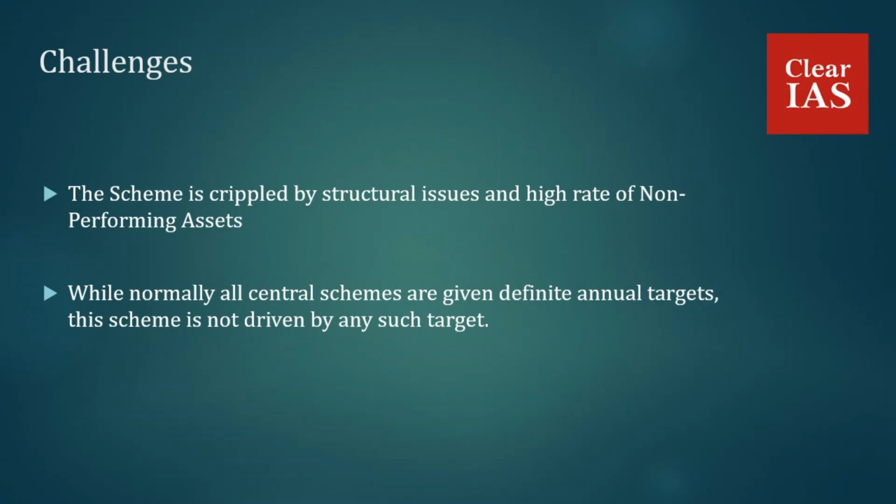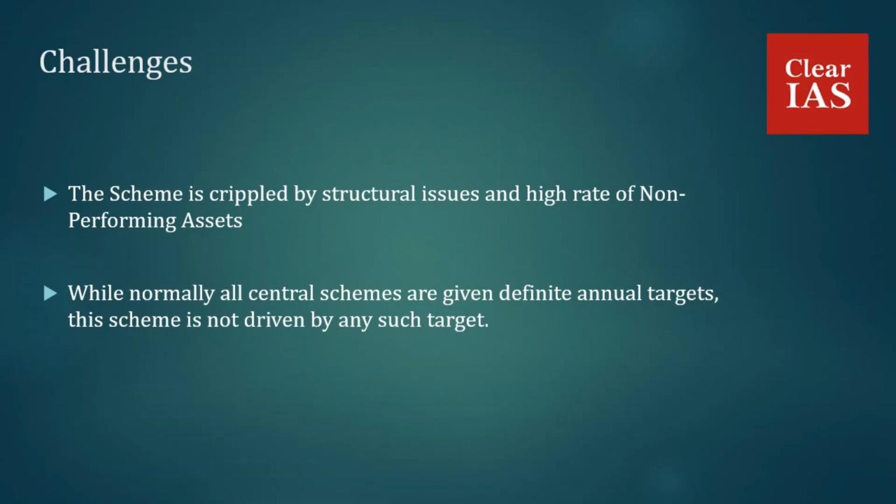And while normally all central schemes are given definite annual targets, this scheme is not driven by any such target, which is also a challenge, as both the states and the banks work without the aim of completing an annual target of disbursement of loans. The program may lose its drive. So these are the major challenges faced by the Prime Minister Employment Generation Program.